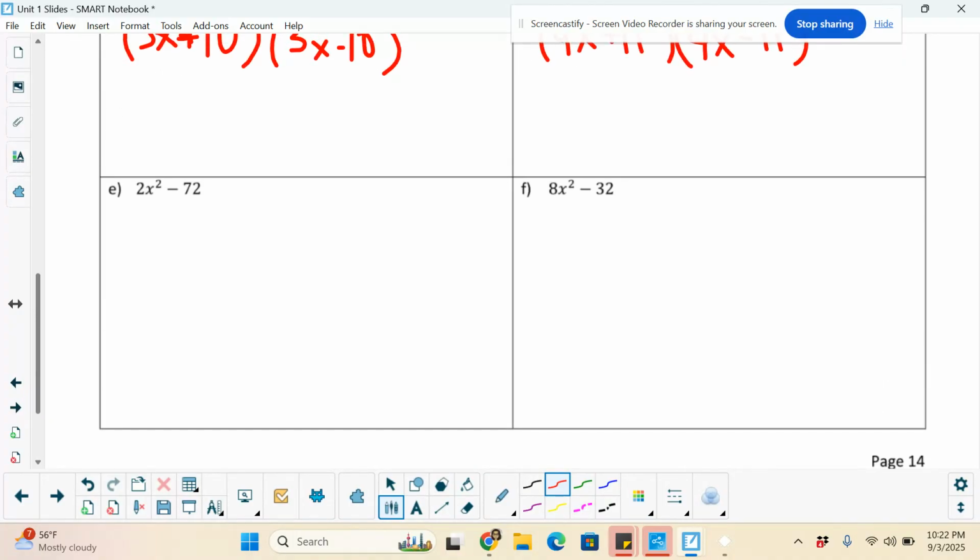Okay, so again, greatest common factor first. So we look at 2 and 72. What number can we take out of a 2 and a 72? Well, I told you guys, always try that smaller number. And you can take a 2 out of both 2 and 72. So let's go ahead and factor that out. Take and divide everything by 2. That's going to give us 2 on the outside, x squared minus 72 divided by 2 is 36.